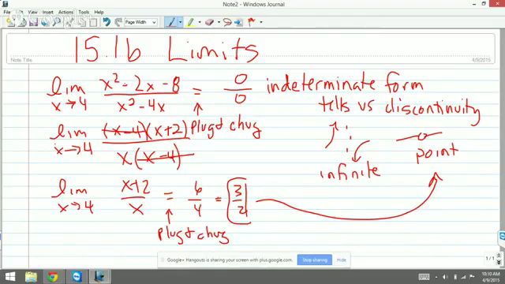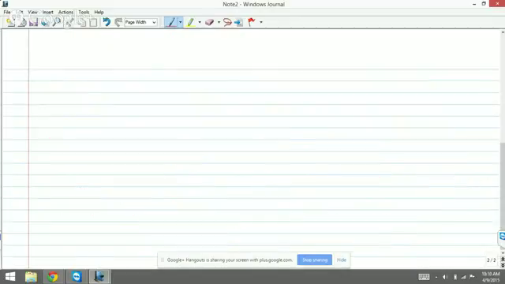If it was not factorable or anything, if we can't do anything to it, it's an infinite discontinuity. So limits can be very useful in telling us what our graph looks like at certain points. Okay. Good? Easy enough? You can handle that? Yeah. Okay, let's try one more.